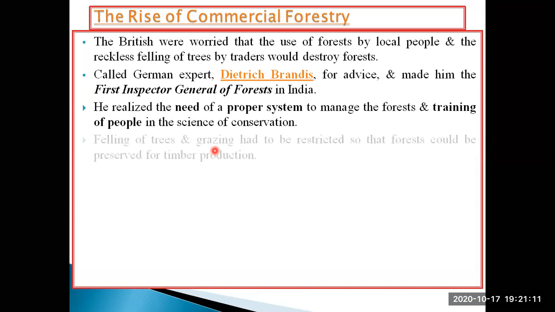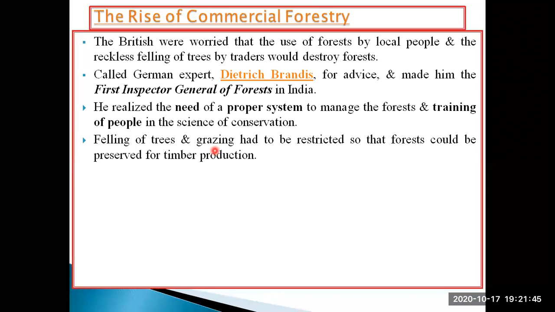The next thing, felling of trees and grazing had to be restricted so that the forest could be preserved for timber production. That was the first step taken by him. He asked the British government that felling of trees and grazing should be stopped, should be restricted. Stop cutting down the trees and stop the animals also from grazing in the forest. So that is the first step taken by him, and he advised the British government so that they can preserve the trees for timber production.